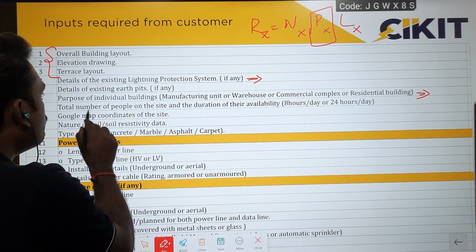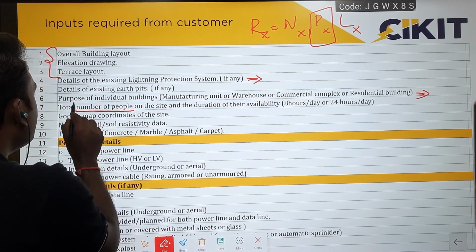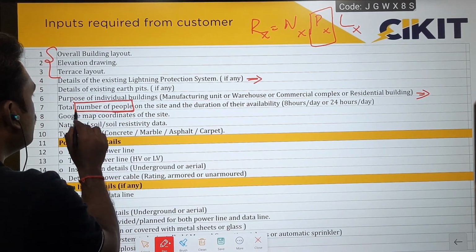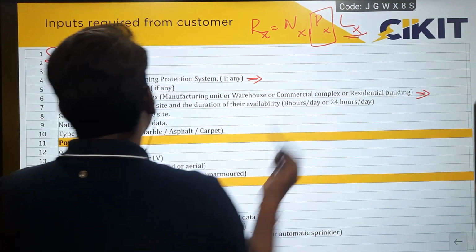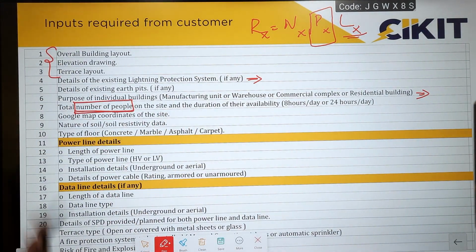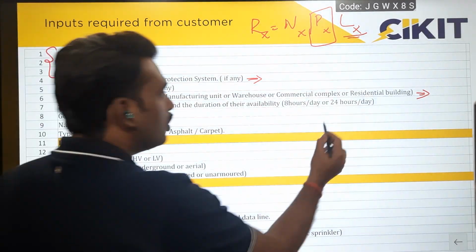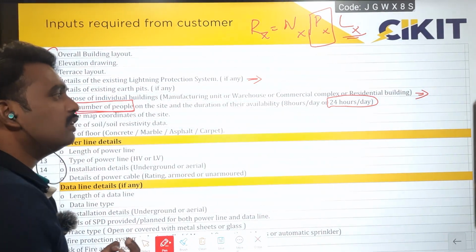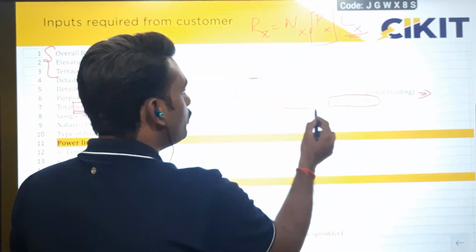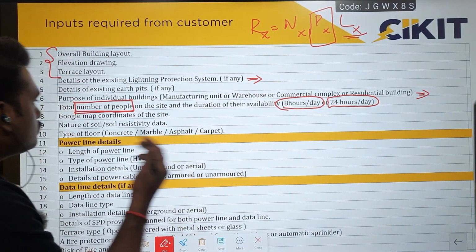And the number of people is an important parameter in determining the loss, the third component. For that we are getting the number of people. How many people will be there and what will be the duration? Whether the people will be staying 24 hours a day, such as in an MNC factory operating 24/7, or if it is a normal building where people work only 8 hours a day.